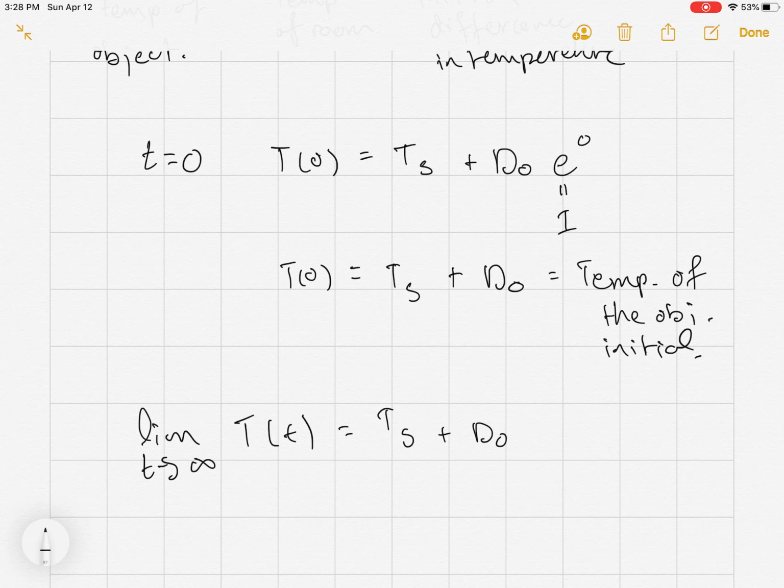What's going to happen to that value as we let t get really, really large? Well, we're going to have e raised to the power of a really large negative number, which means that as we let t go to infinity, we're going to get a 0 here, which just leaves us with the temperature of the room. So if you leave an object in a room for a really long time, eventually the object will become the same temperature as the room that it's in. Okay?